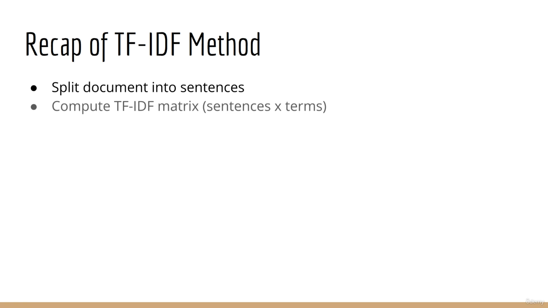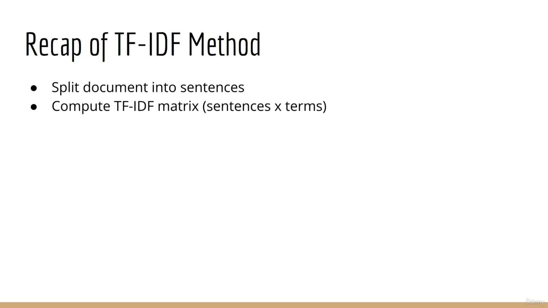So the best way to understand how TextRank works is to first review how the TF-IDF method works. As you recall, this is a very simple process. We begin by splitting the document into sentences. We then compute a TF-IDF matrix on those sentences, which gives us a matrix where each row represents a sentence and each column represents a word. In other words, every sentence becomes a vector of TF-IDF values for each word.